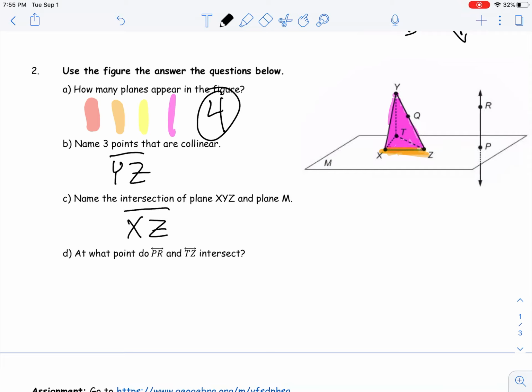At what point do PR and TZ intersect? Get my eraser. PR is right here. TZ.